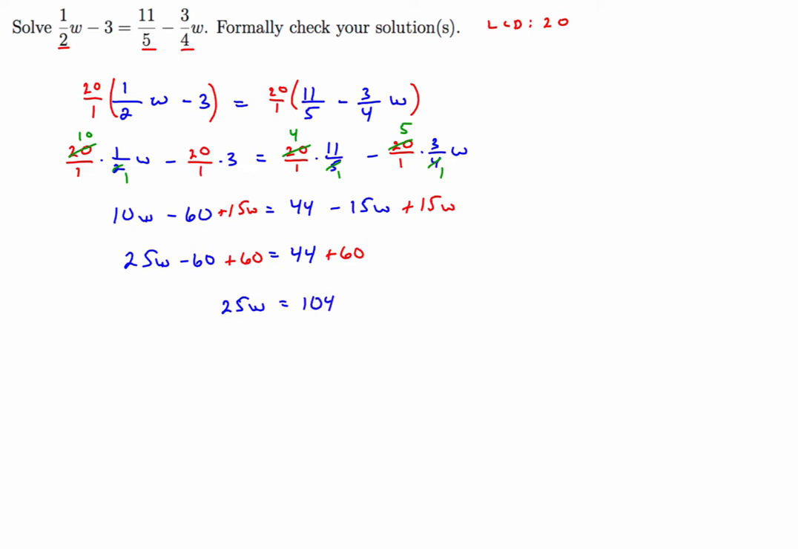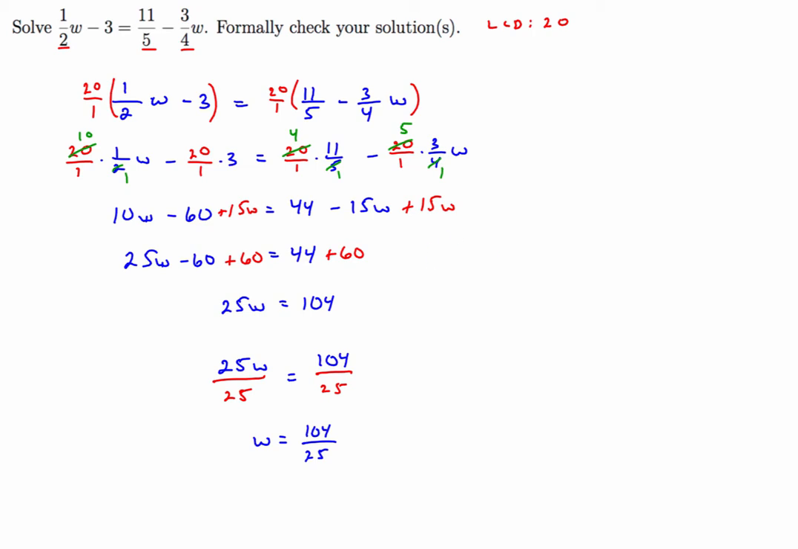As our final step, we need to eliminate the coefficient of 25 from in front of the w. Since we're currently multiplying by 25, we will cancel that out by dividing by 25. Simplifying at this point, 25w divided by 25 is w. 104 divided by 25 is 104 over 25. That does not reduce.